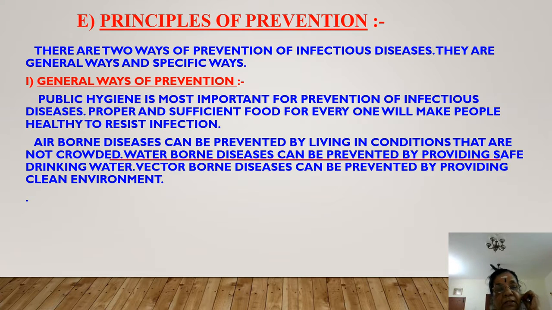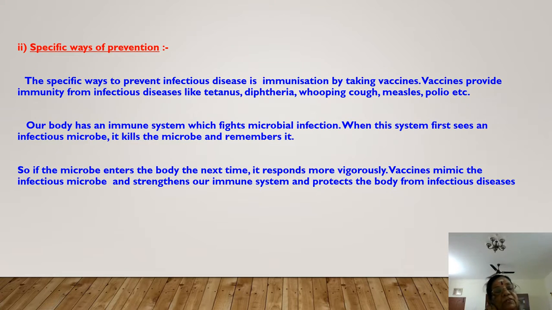Airborne diseases can be prevented by living conditions that are not crowded. Waterborne diseases by providing safe and clean drinking water, and vector-borne diseases can be prevented by providing a clean environment. I hope you understand. The next one, specific ways of prevention.